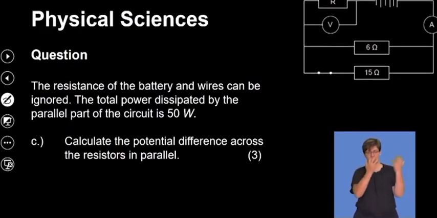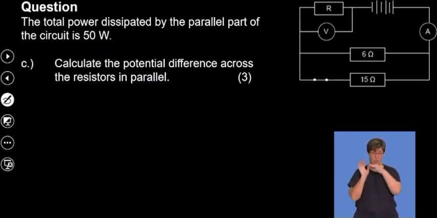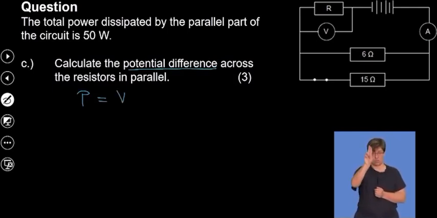Right. Let's go to the next question. The next question says, calculate the potential difference across the resistors in parallel. So this question is actually 3 marks. This is what I would think of as a routine calculation. We are given the power of the parallel combination, so we can use the power formula because we've got the resistance of the parallel combination. What are we looking for? We're looking for the voltage. So the formula is P equals V squared over R. This is R parallel that we're using, because it says for the resistors in parallel.